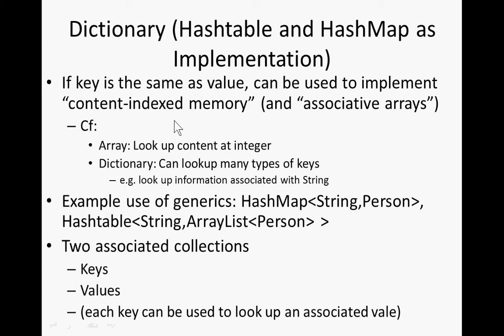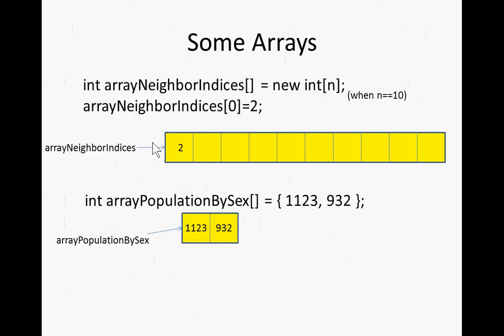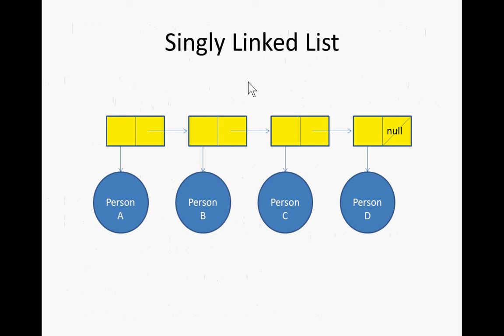Here you can look up things by name, by HSN, or by location, and this can implement what's known as content index memory, where you can look up the item using arbitrary information. An array, by contrast, looks up information at an integer. In other words, you could say, what is array neighborhood indices of I, where I is 0 or 1 or 2? That's really fast to do, but you have to know under what I to look it up.